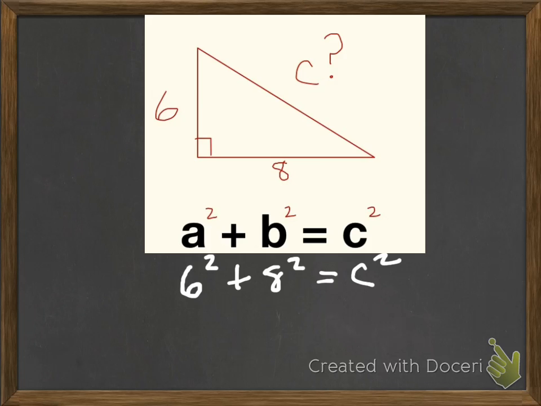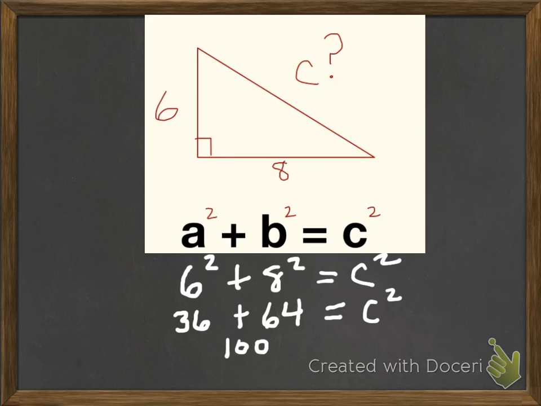When we square 6, we get 36. When we square 8, we get 64. We know that when we add those two numbers together, we will get our missing side. So we get 100. But remember, we've already squared them. So that is the value of c squared.